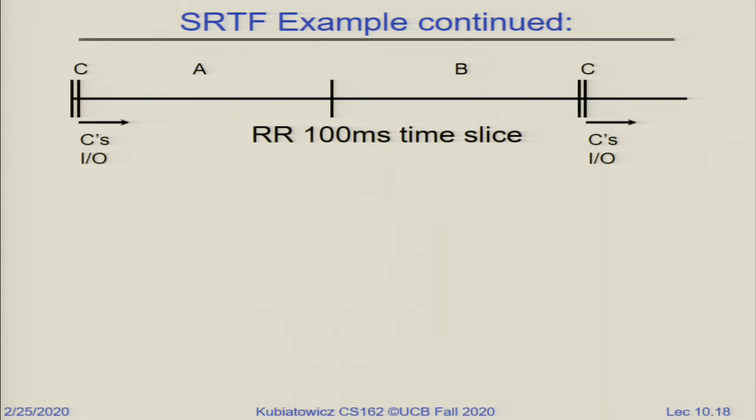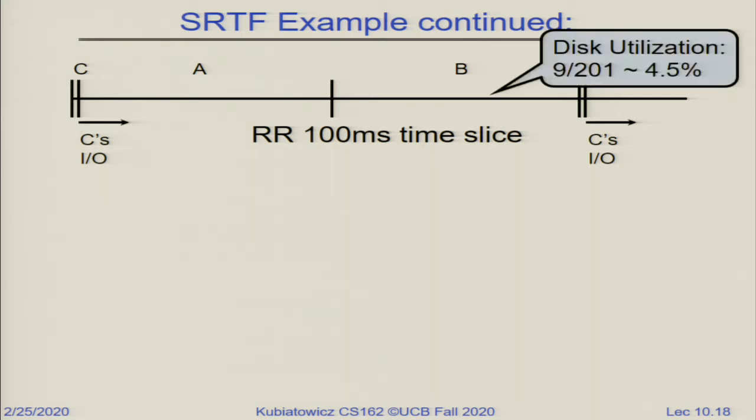How many people think we're going to get good disk utilization? How many think we're going to get bad disk utilization? How many people don't know? Okay, let's see if we can compute this. The disk utilization is 9 out of 201, about 4.5%, because we got 100 milliseconds here, 1 millisecond there, so we run 9 milliseconds for every 201 milliseconds. Not very good. So can we do better?